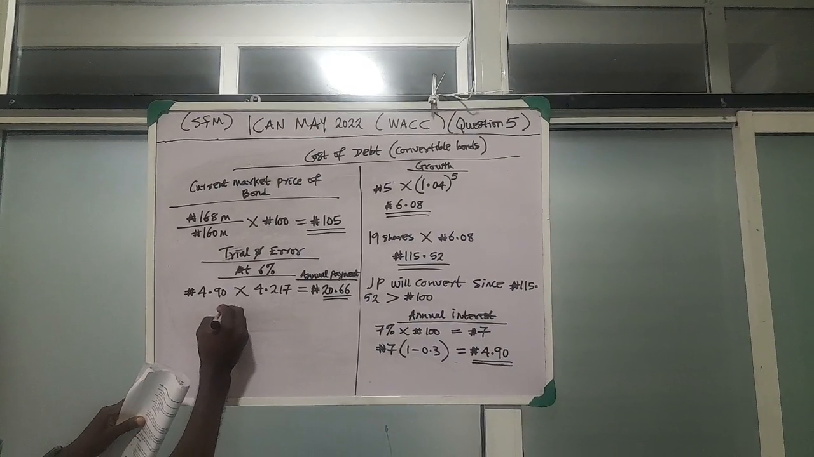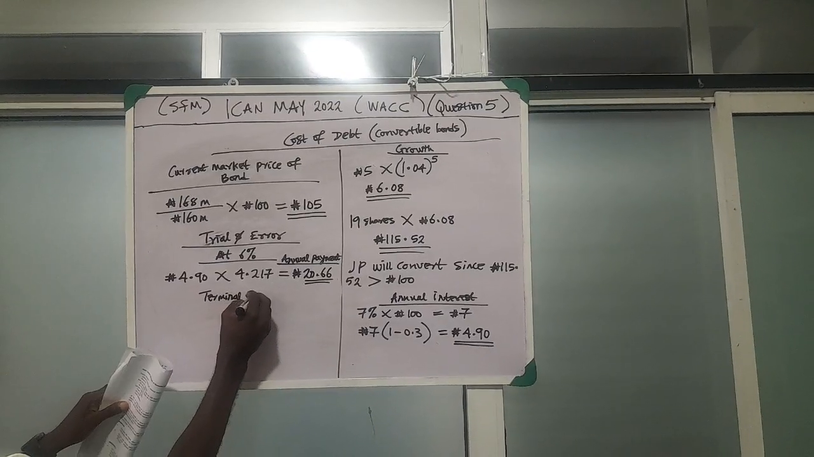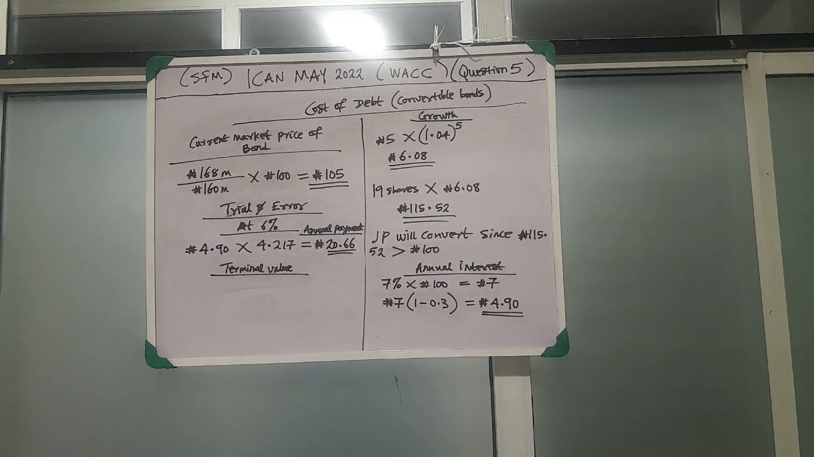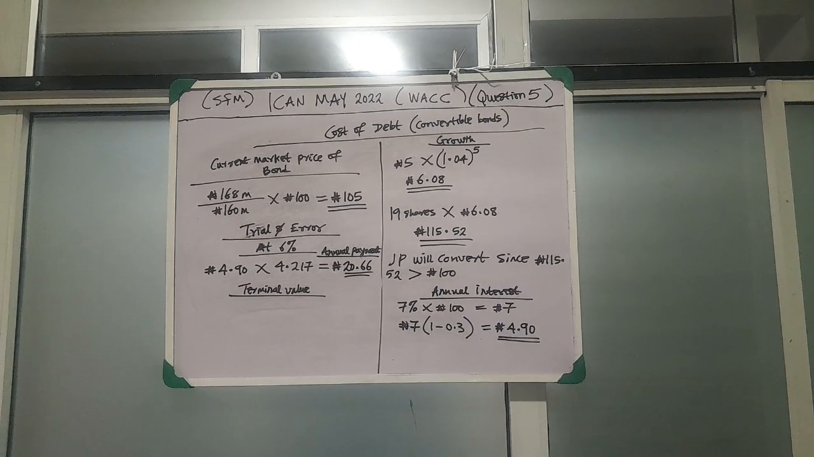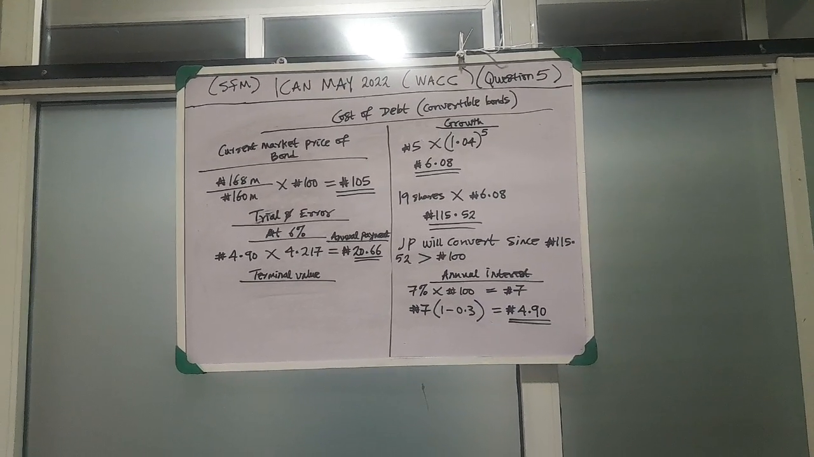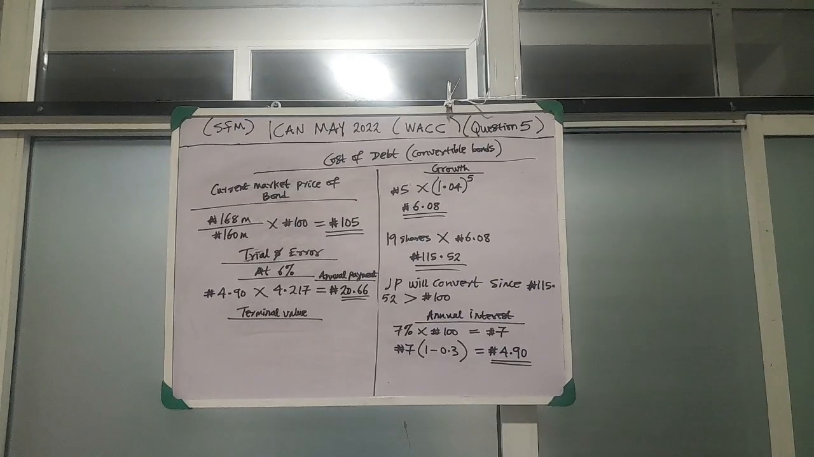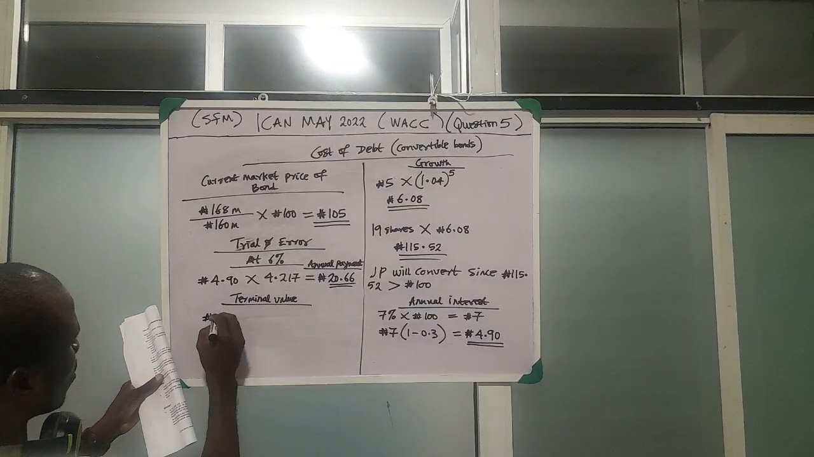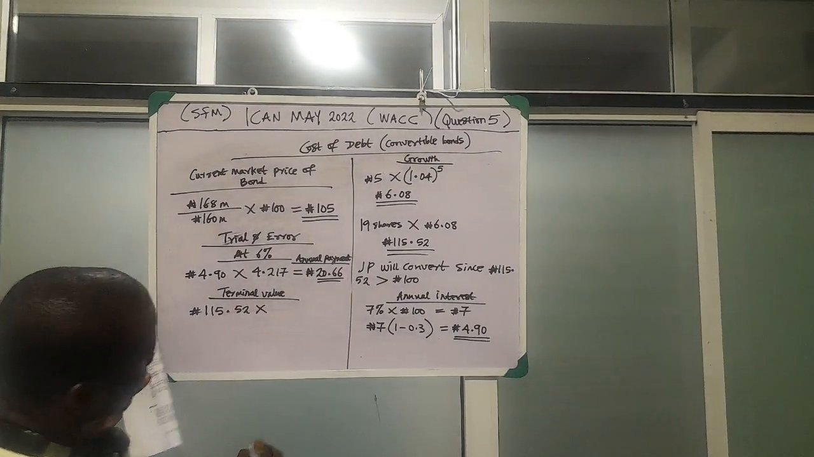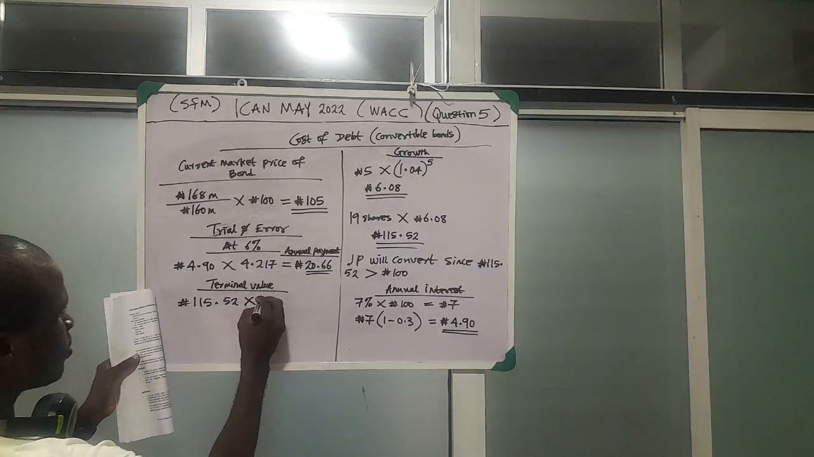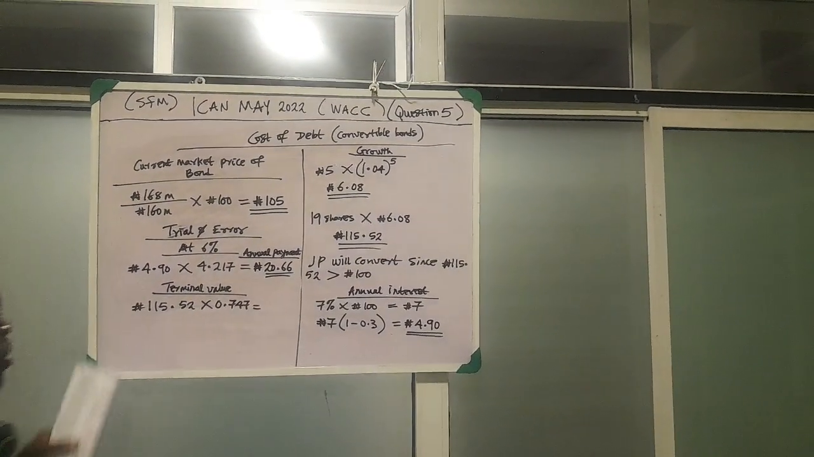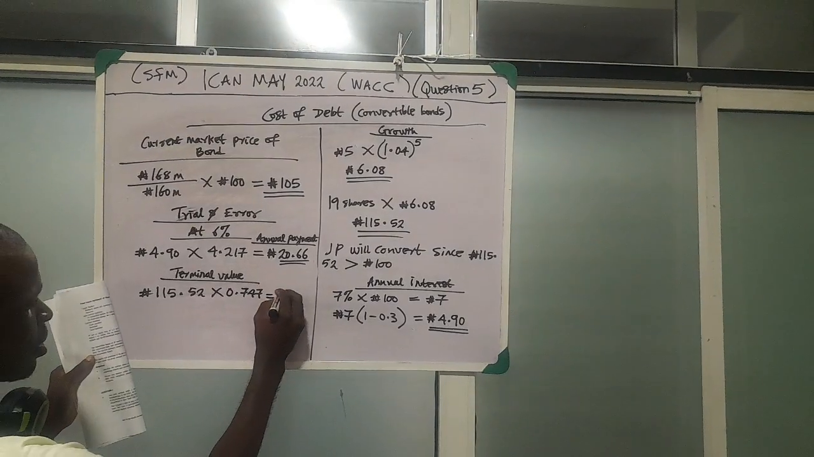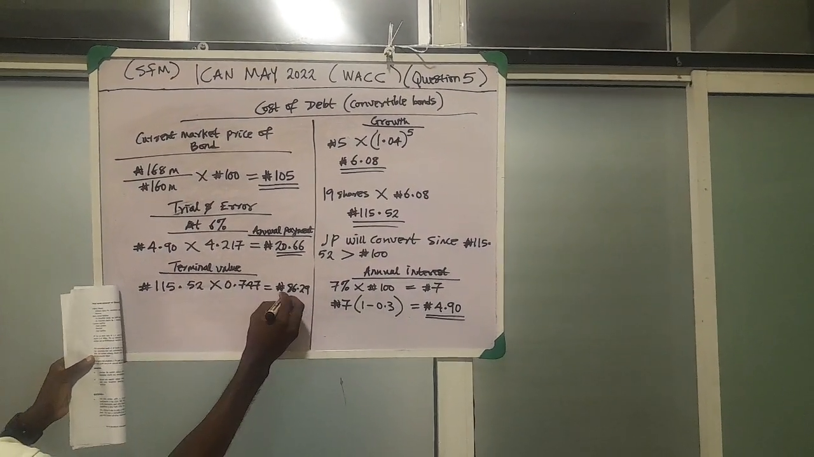Then we are going to find the terminal value. Now to get the discount factor at 6%, we will not need to be solving that. You can use the discount table or present value table. The discount factor at 6% for 5 years, based on solving that, we have 0.747. So we are going to multiply 115.52 by the discount factor of 0.747. Once we multiply that, we'll get an amount which is 86.29 naira.